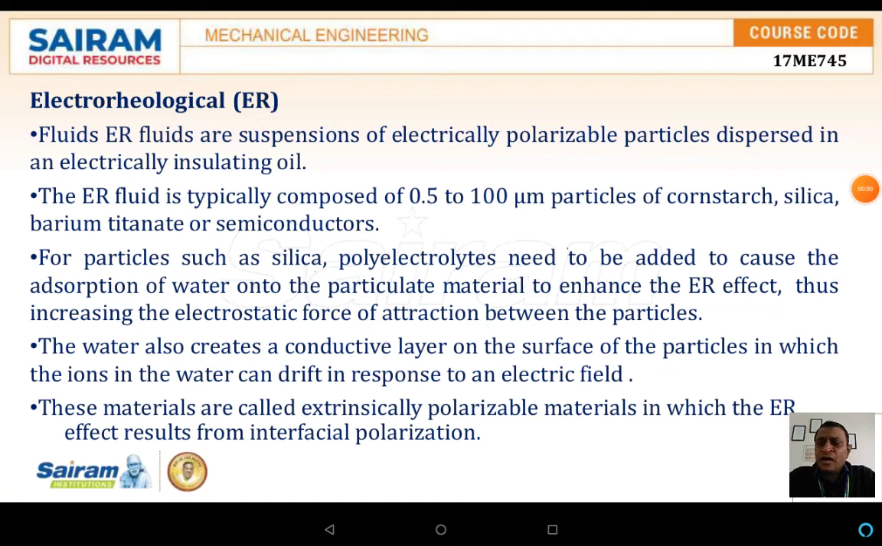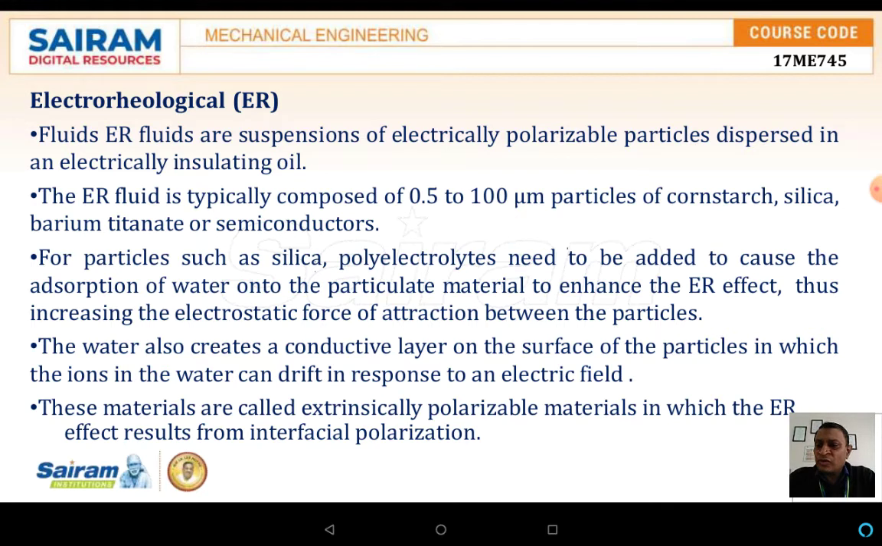Hello everyone. In this session we will discuss the electrorheological principles and also the application with respect to the MR fluids as well as the ER fluids. See, electrorheological, as the name itself says, the rheology of the fluids is controlled by means of the electric field.